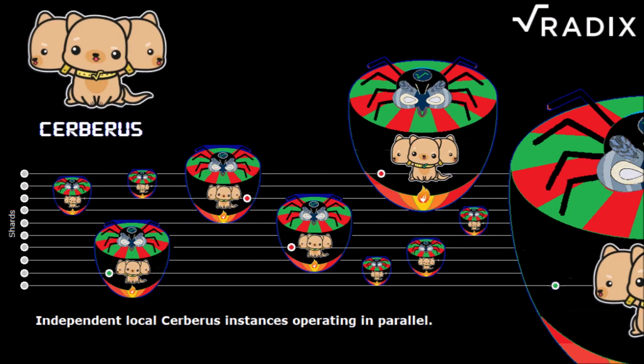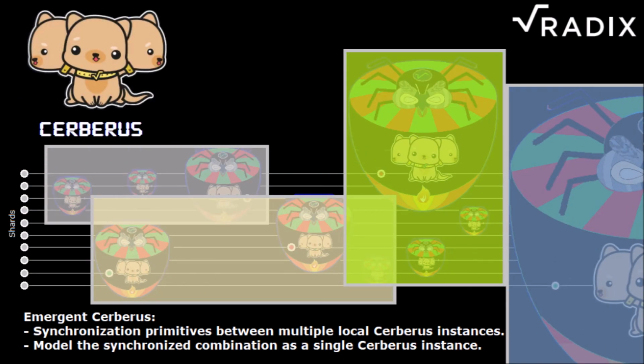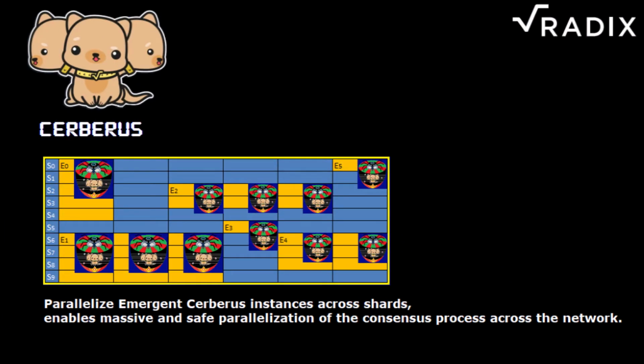We have also independent local Cerberus instances operating in parallel. And finally, there are synchronized multiple local Cerberus instances. We have also emergent Cerberus when we add, first, synchronization primitives between multiple local Cerberus instances. Second, model the synchronized combination as a single Cerberus instance. The emergent Cerberus behaves like a single cross-shard Byzantine fault-tolerant instance. Parallelizing emergent Cerberus instances across shards enables massive and safe parallelization of the consensus process across the network.